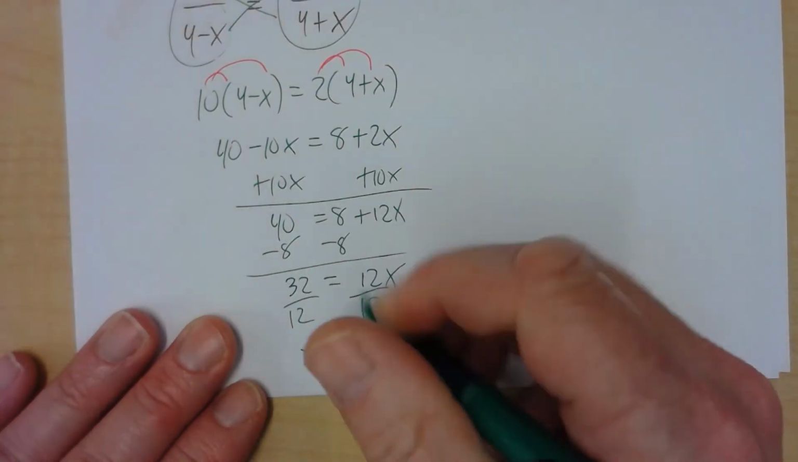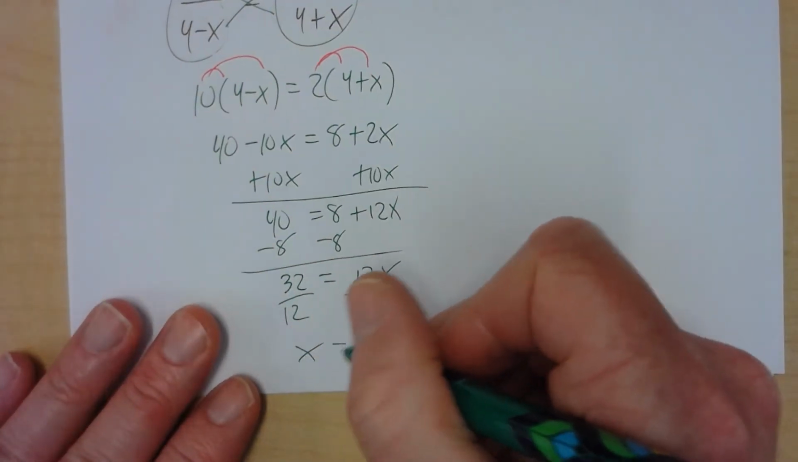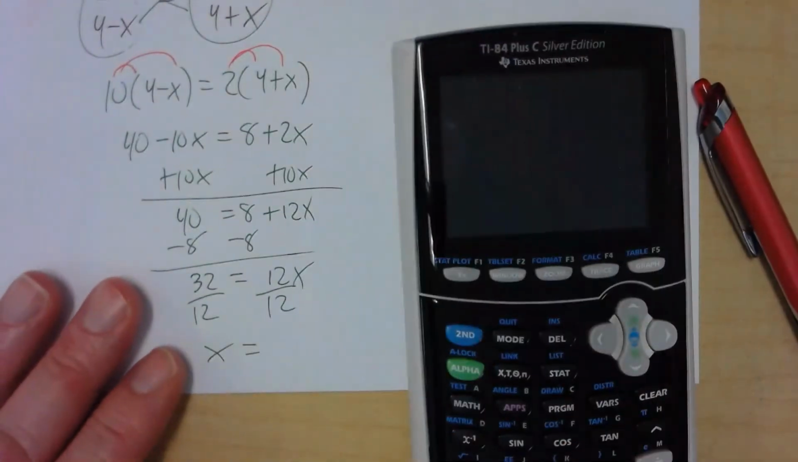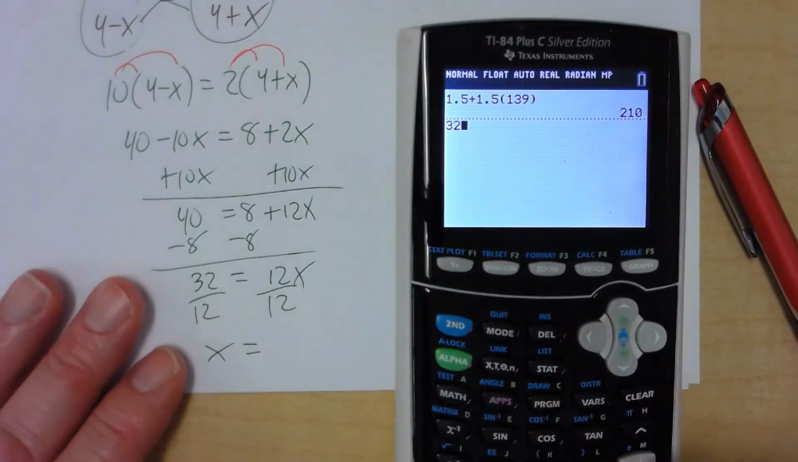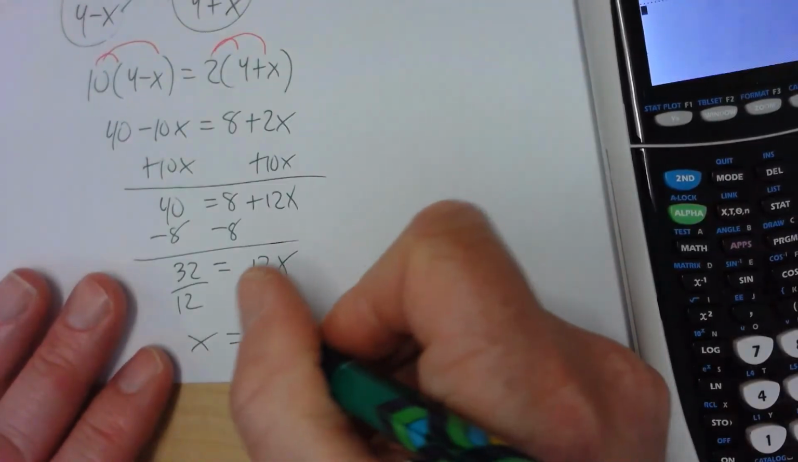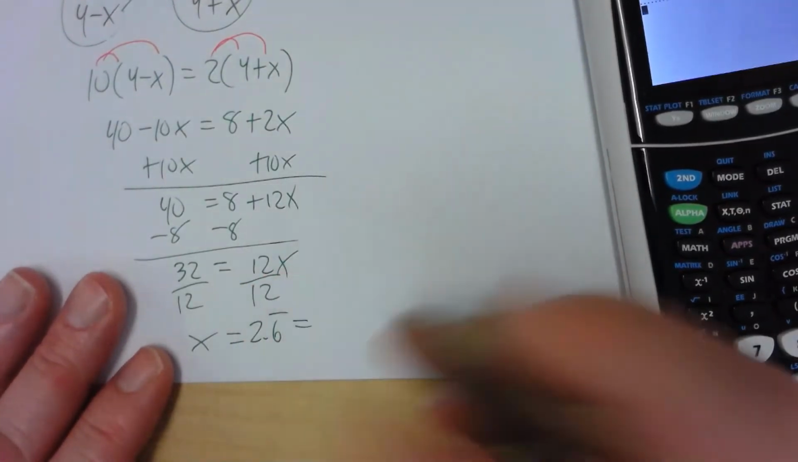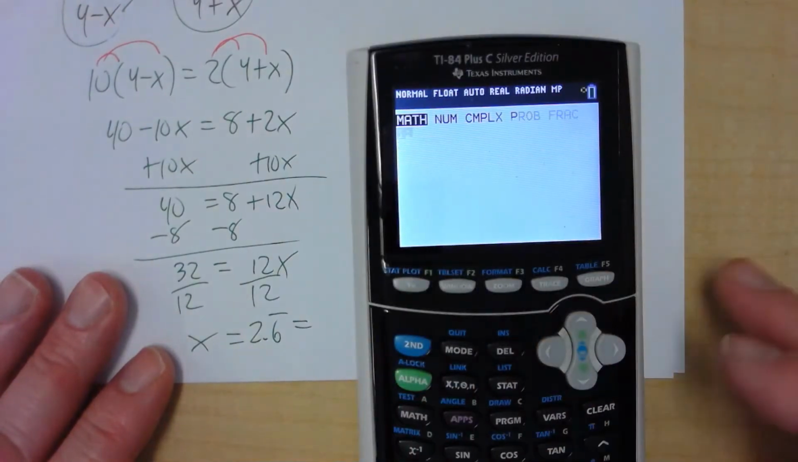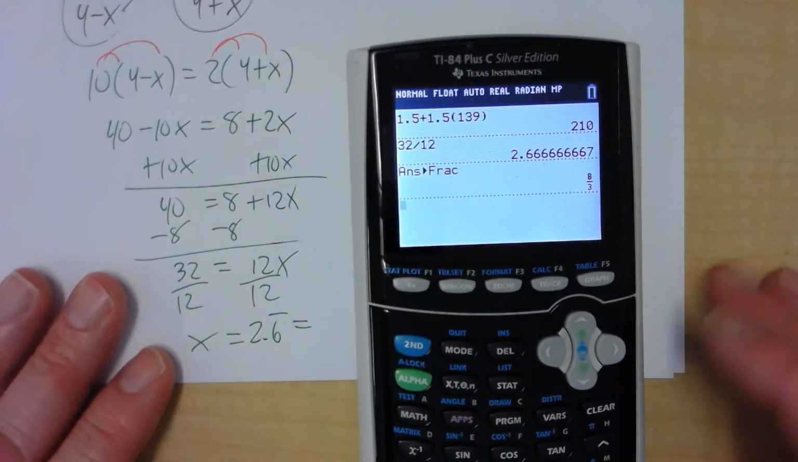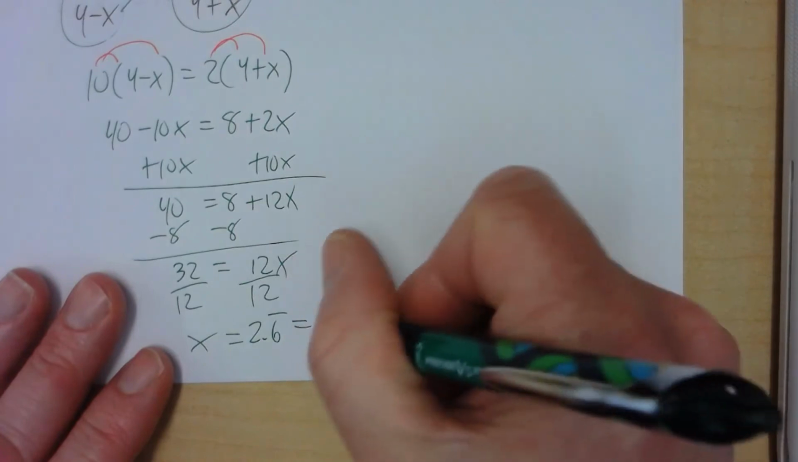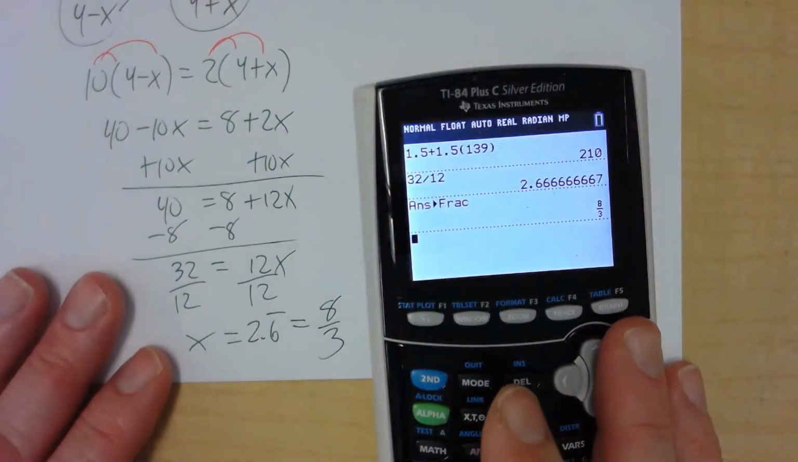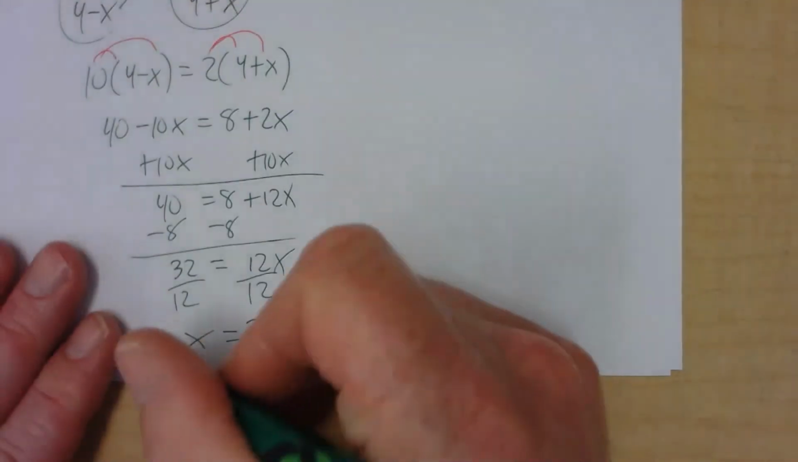That doesn't come out even, so we could leave it as a fraction. 32 divided by 12 is 2.6 repeating. If you want to see the fraction, you do the math. Fraction 8/3.